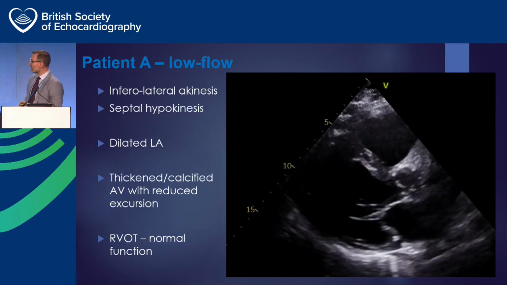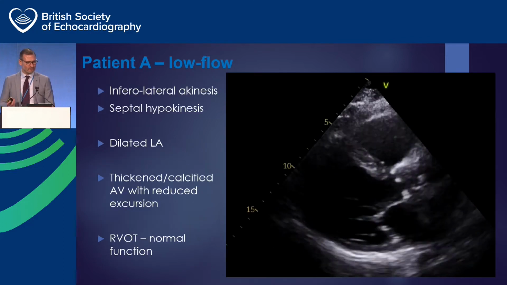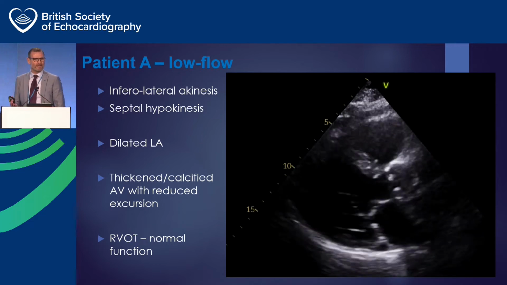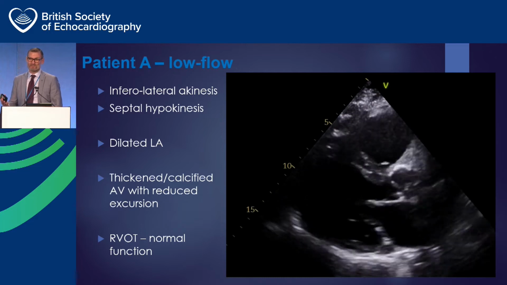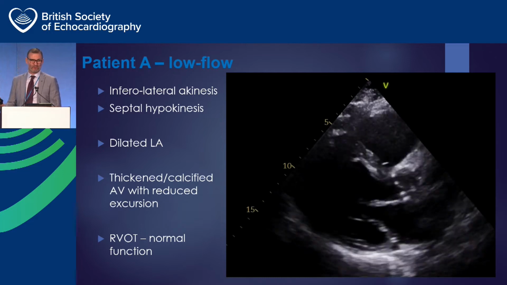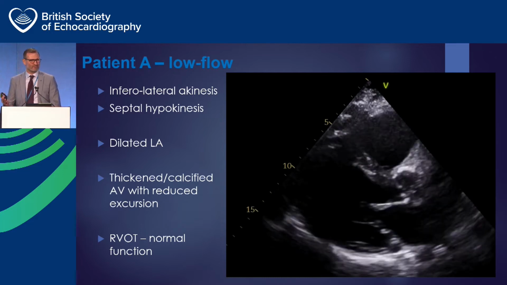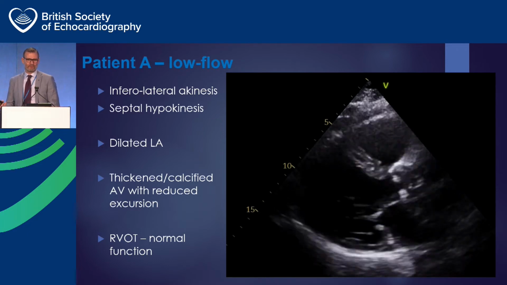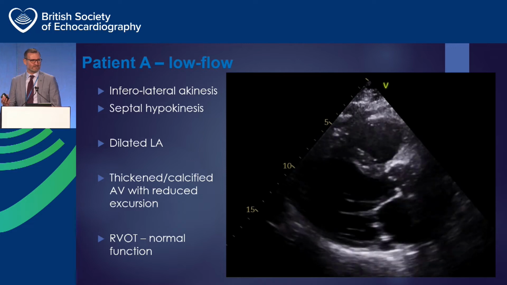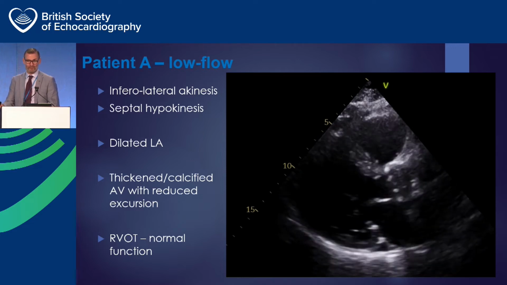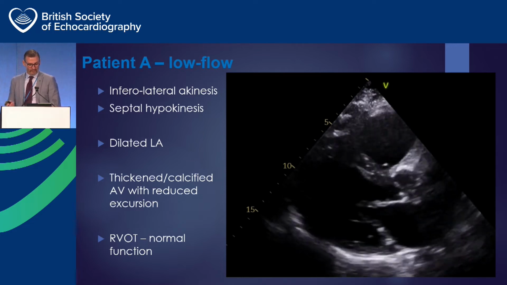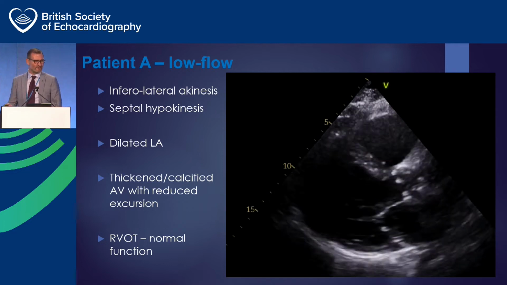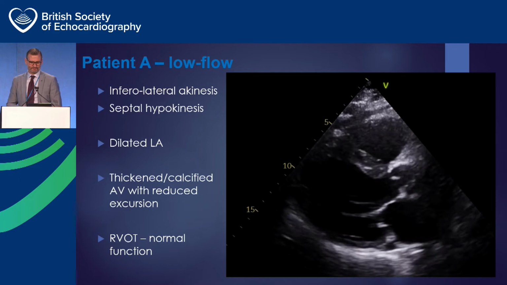So he had an echo, and this is a parasternal long axis view. It's not projecting very well, but he has infralateral akinesis. His septum is markedly hypokinetic. In the parasternal long axis view, LV systolic function looks pretty poor. He's got a dilated left atrium, so in the context of sinus rhythm, this probably suggests raised left ventricular filling pressure when we have a ventricle that looks like this. The aortic valve appears thickened and calcified with reduced excursion, and RVOT function looks normal.